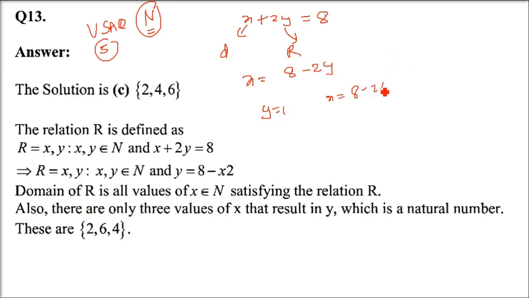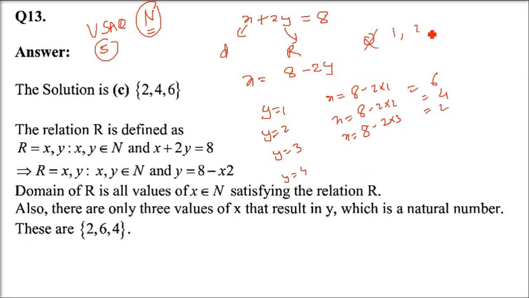y equals 1, x will be 8 minus 2 into 1, that is 6. y equals 2, x equals 8 minus 2 into 2, 8 minus 4 is 4. And then y equals 3, x equals 8 minus 2 into 3, that is 2. y equals 4. Since the natural numbers start at 1, 2, 3, that is why we are putting y as 1, 2, 3. x is going to be the domain. x equals 8 minus 2 into 4, that is going to be 0.